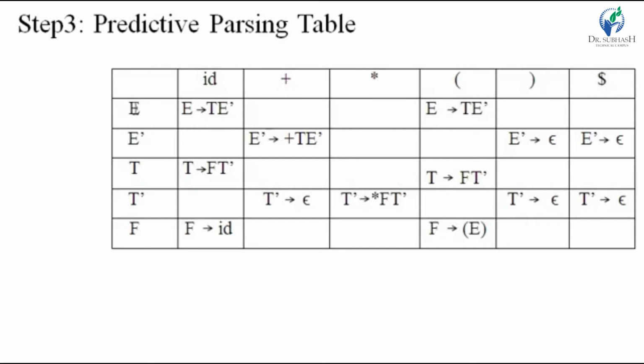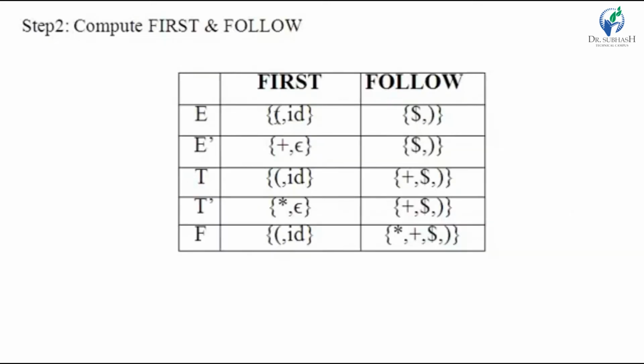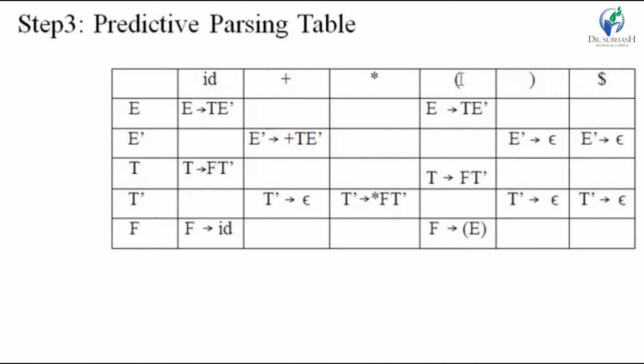Your non-terminals are E, E dash, T, T dash, F, and your terminals are ID, plus, star, opening bracket, closing bracket, and dollar sign. So first check the first entry. What is the first of E? It's an opening bracket and ID. So put in ID and opening bracket production of E, which is E gives TE dash. So in the parsing table I can write entries from E to ID and E to opening bracket.